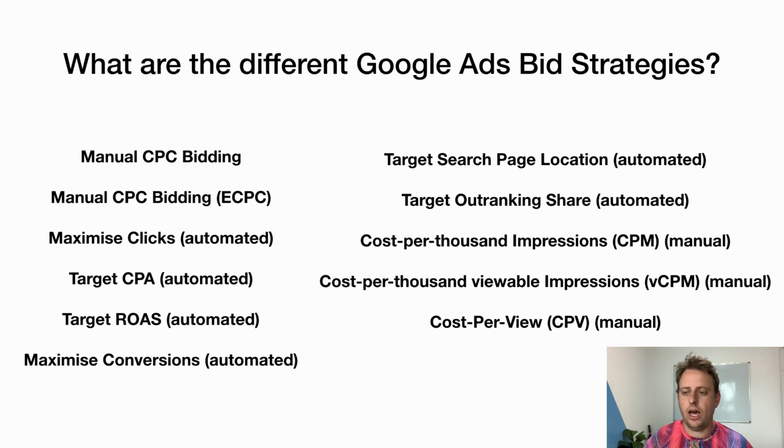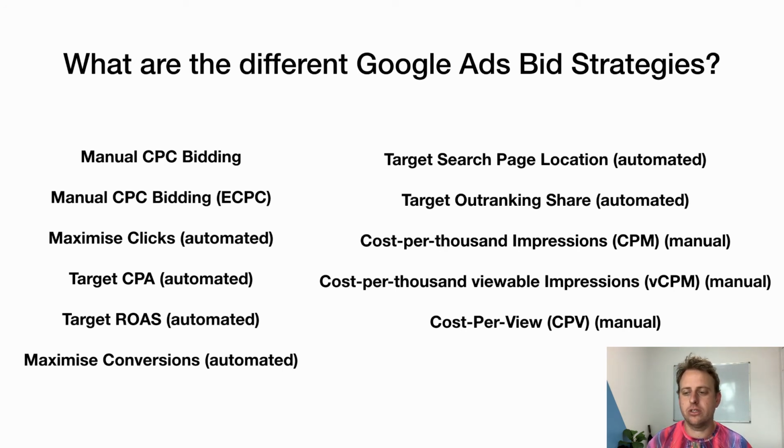Now, the next two are quite newer ones actually. Target search page location, once again an automated strategy for search text ads. If you say, I want to be in the number one position out of those three or four search text ads on the page, I want to be on number one all the time, Google will say, right, well, we're going to manage your bidding and we're going to bid whatever we think you need to bid all the time to always be in the number one spot, right? So once again, your costs there could vary quite wildly based on that.